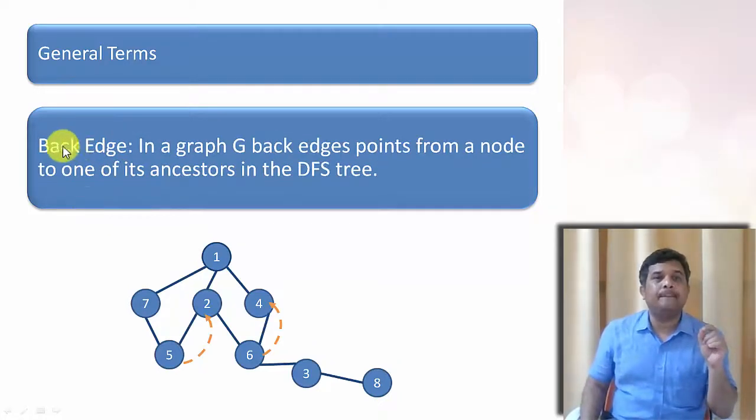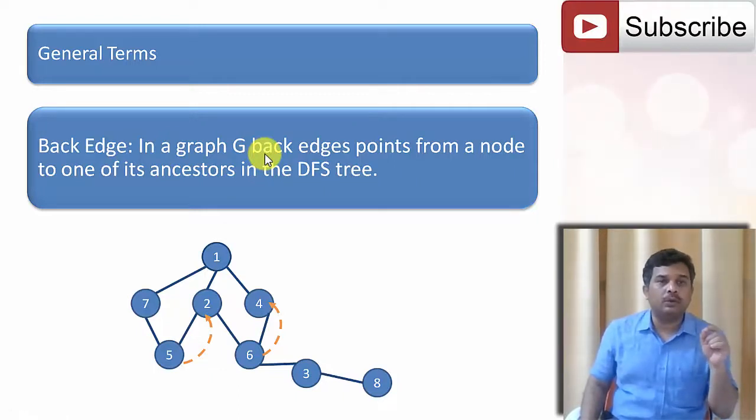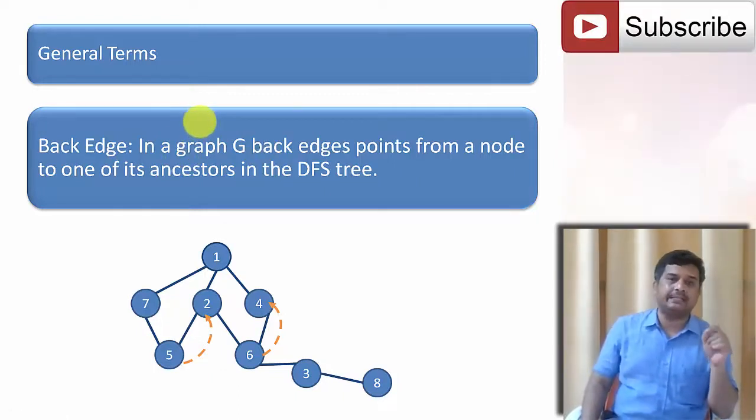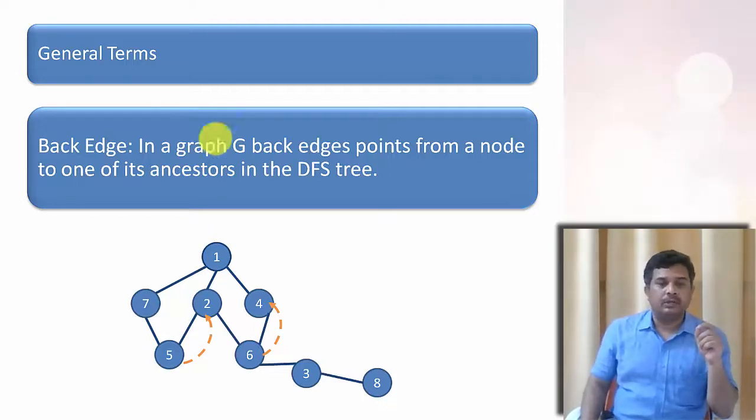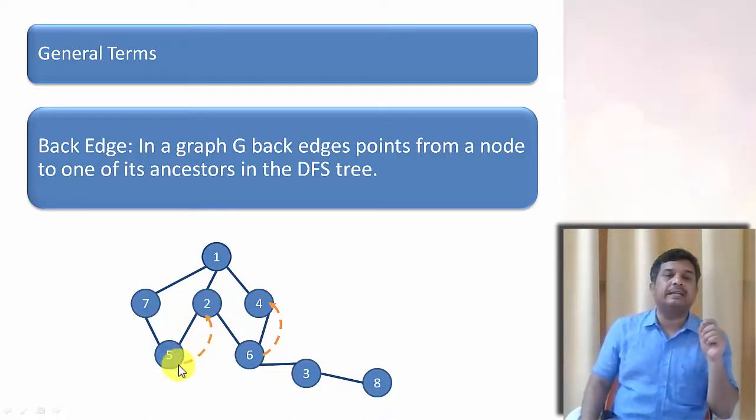Next one is a back edge. In a graph G, a back edge points from a node to one of its ancestors in the DFS tree. So it means, for this particular vertex 5, there are two parents, 7 and 2. Let us assume that we traverse from 1 to 7 to 5. Then whenever we traverse from 5, we will find one more edge to 2, but it is an ancestor. So such kind of edge we will call a back edge.